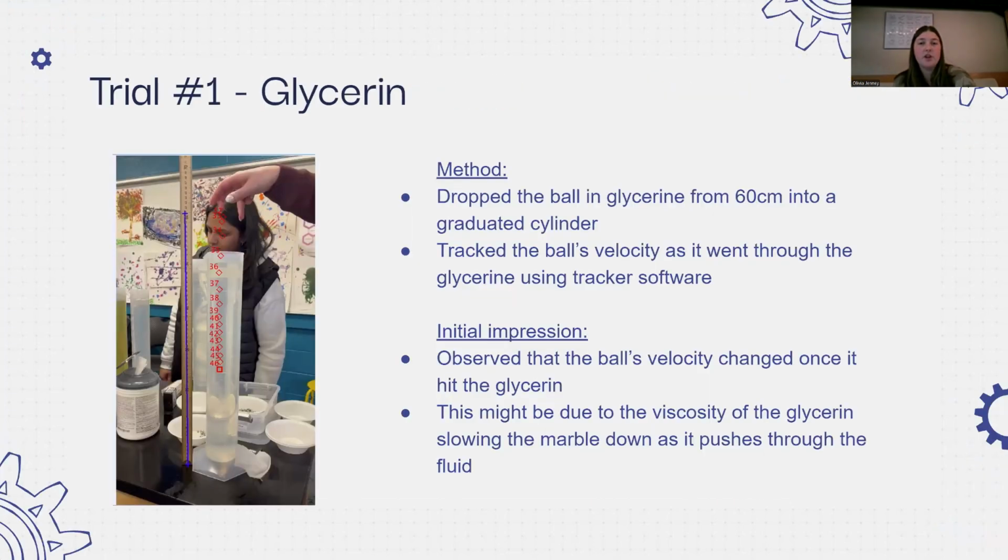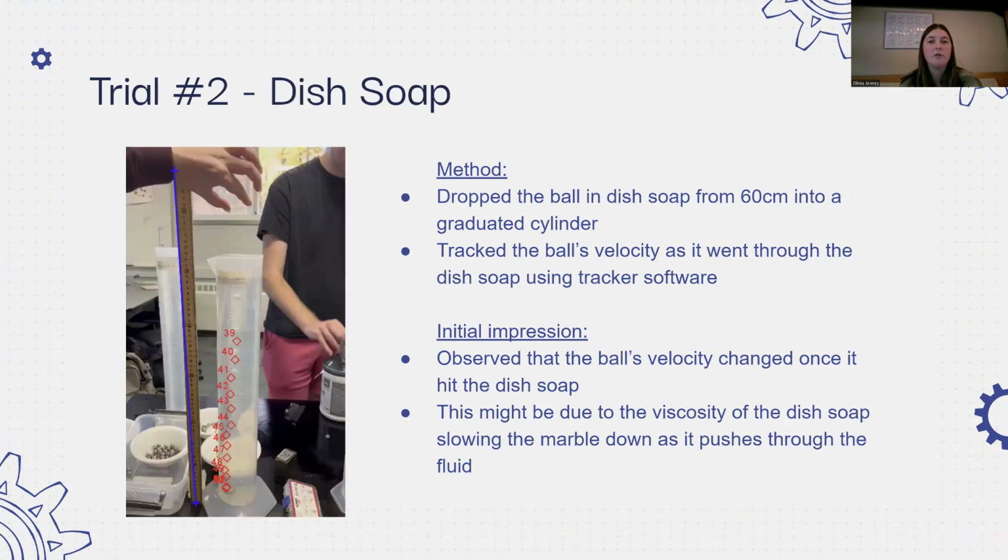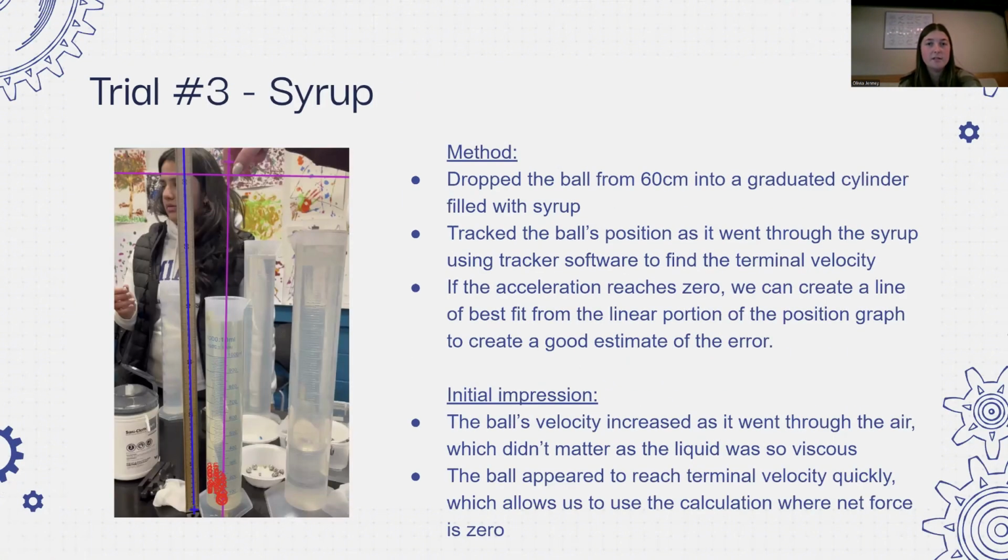So for each trial, we dropped a ball. This one's glycerin. So we dropped it from 60 centimeters into the graduated cylinder, and then we tracked the ball's velocity as it went through the glycerin using Tracker software. Our initial impression was that we observed that the ball's velocity changed once it hit the glycerin. This might be due to the viscosity of the glycerin slowing the marble down as it pushes through the liquid. And then we just repeated that for dish soap and syrup.